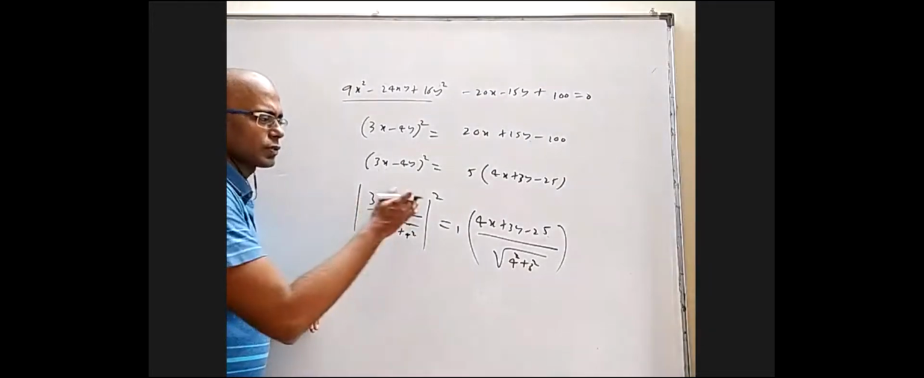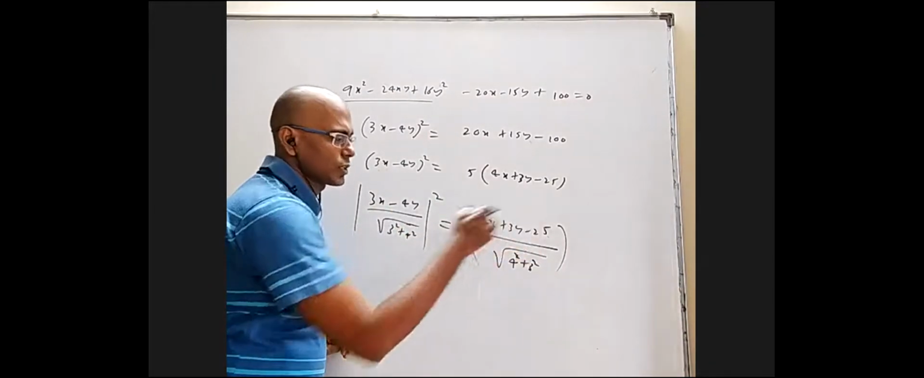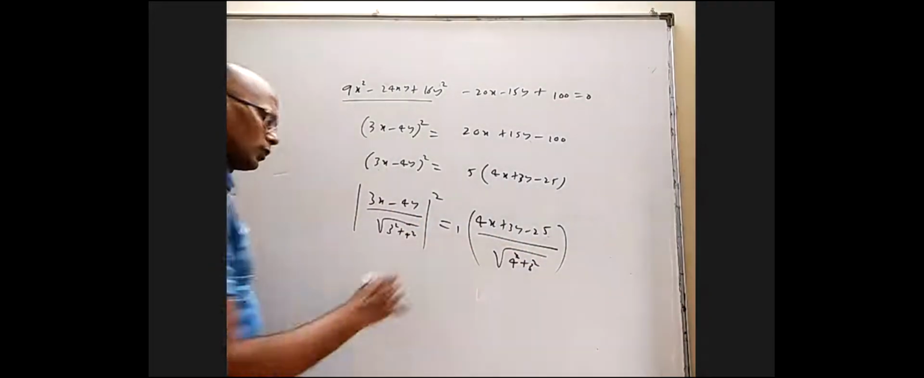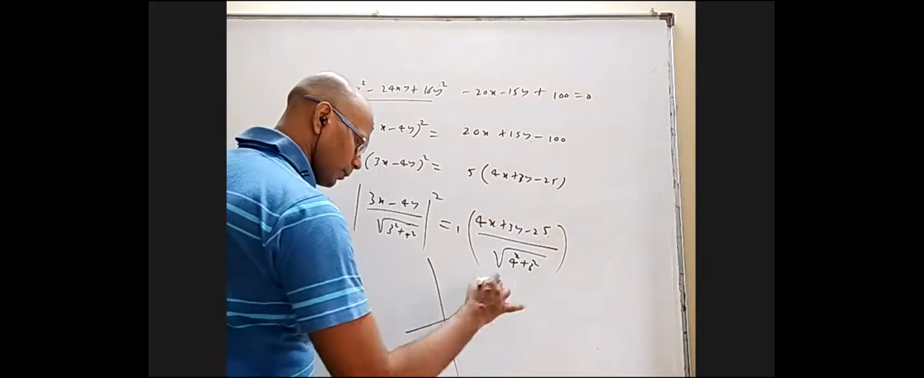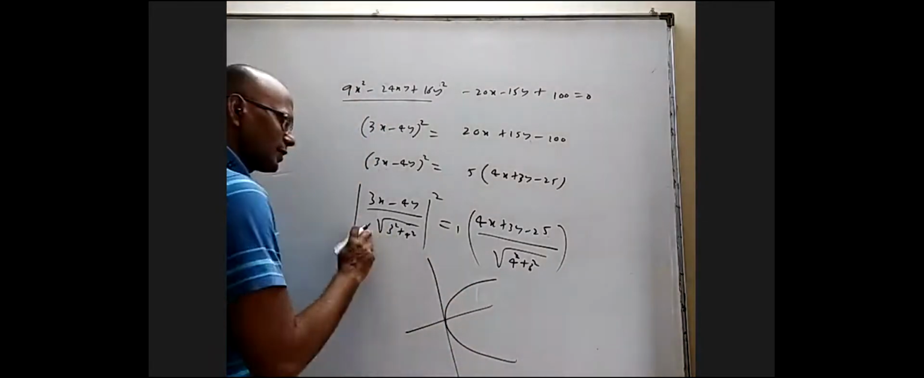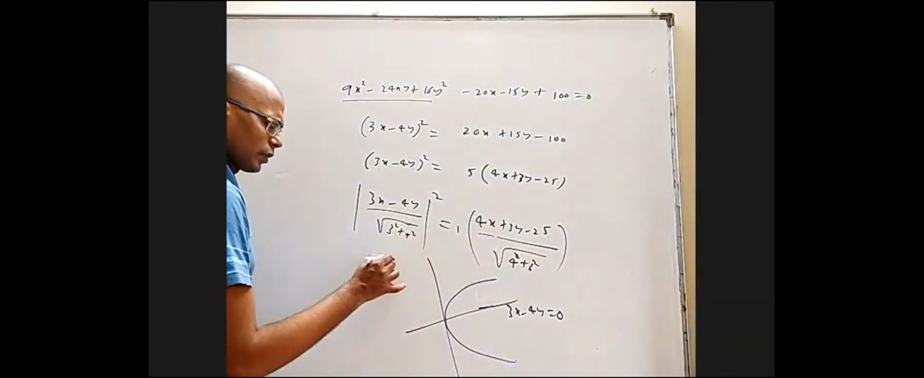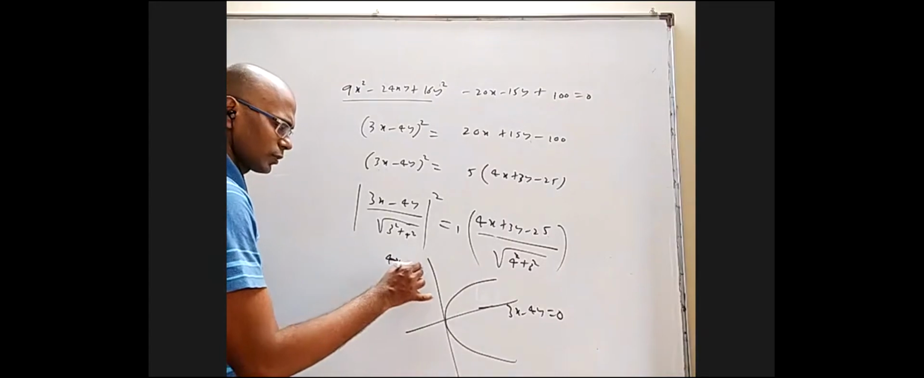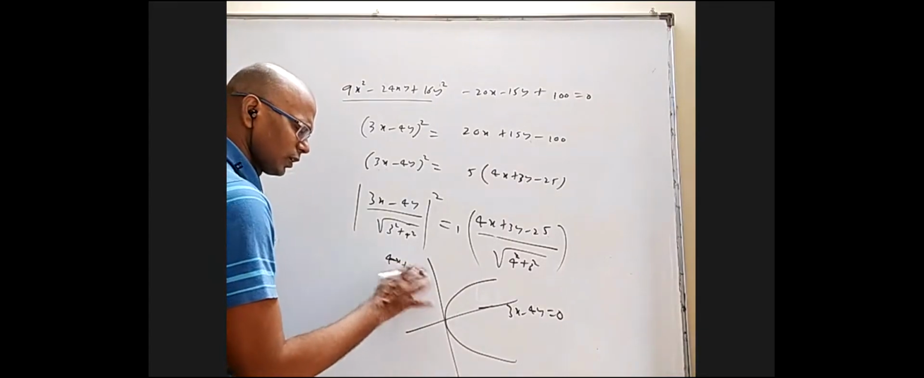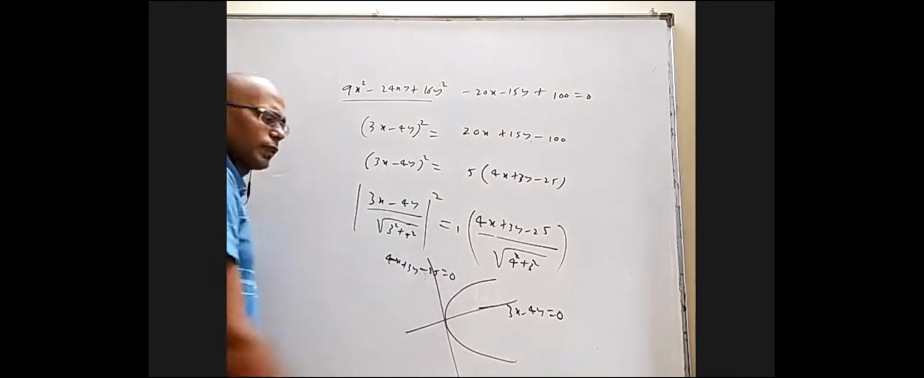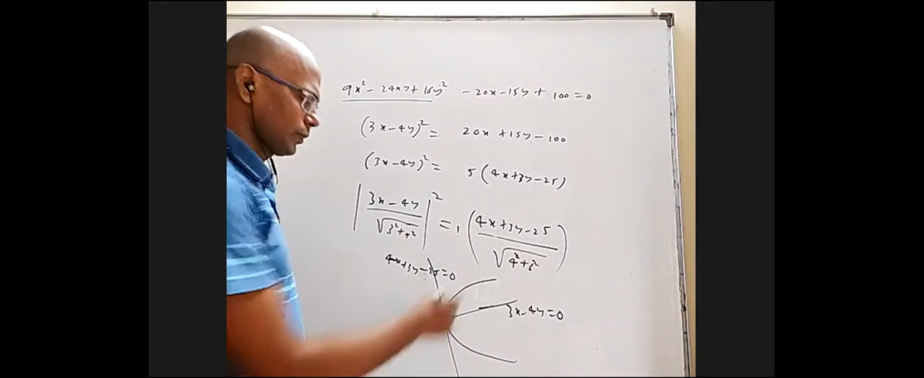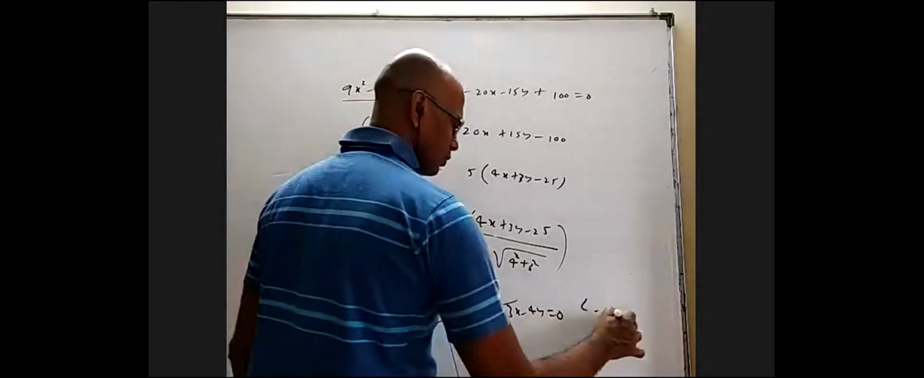This looks nice now. Distance to axis squared equals length of latus rectum into distance to tangent at vertex. So we have a parabola where the axis is 3x minus 4y equal to 0, the tangent at vertex is 4x plus 3y minus 25 equal to 0, and the length of latus rectum is 1.